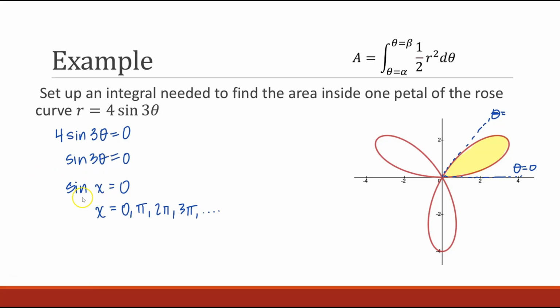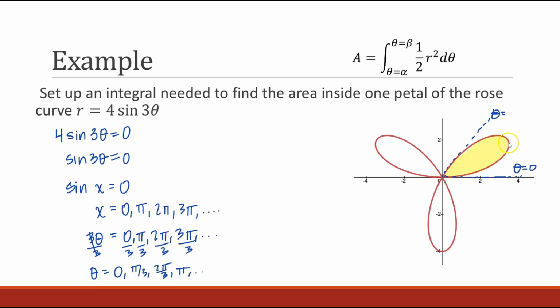But again, the problem wasn't solve sine x equals 0. It was solve sine 3 theta equals 0. So what we can do is replace this x with 3 theta. So 3 theta is equal to 0, pi, 2 pi, 3 pi, and so on. And then we can solve for theta. Ultimately we want to solve for theta, so we'll divide both sides by 3, divide all of these answers by 3. So we end up with theta is equal to 0, pi over 3, and then 2 pi over 3, and pi, and then there are a lot more answers here.